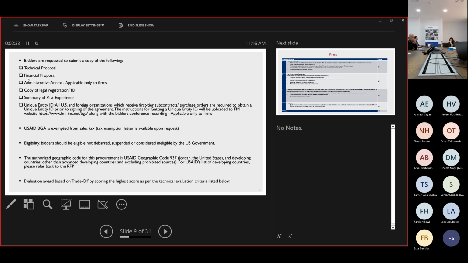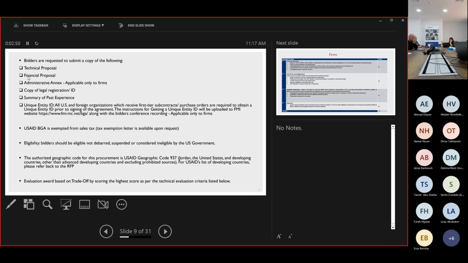Before awarding, you can provide us with proof that you already started the registration for getting the Unique Entity ID. But at awarding, when we come to sign the subcontract, the Unique Entity ID must be active.